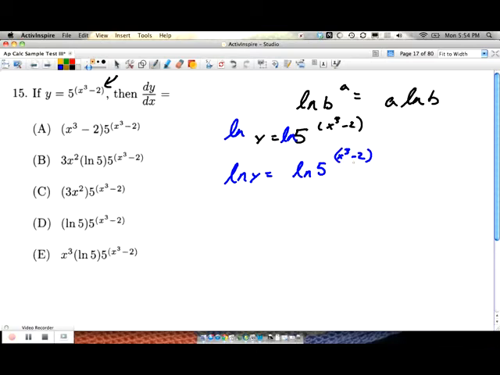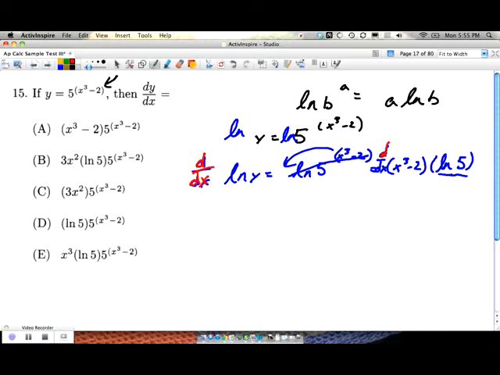And I can pull this power down, so it's going to be equal to x cubed minus 2 times natural log of 5, which is really just a constant, so that doesn't really affect us too much when we take the derivative. The constant just kind of carries through. So I'm past this middle stage. Now I'm going to just deal with the right side and left side here. I'm going to take the derivative of both sides, d dx, because I want to take the derivative with respect to x, both sides.